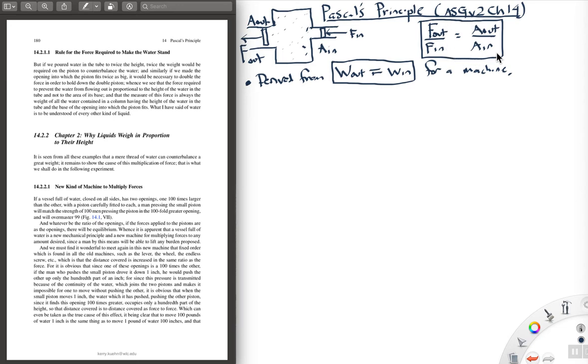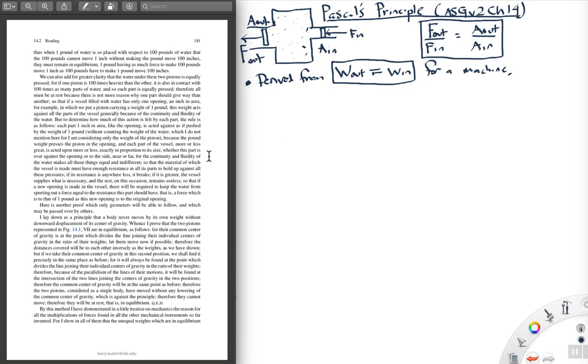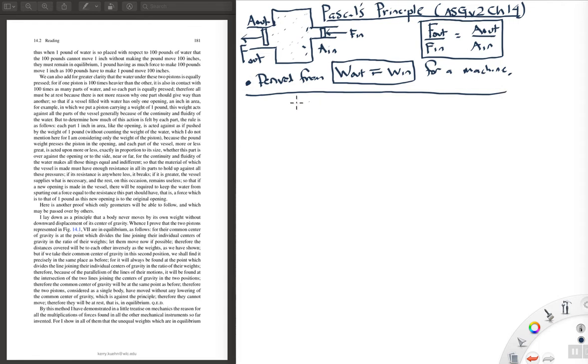So if you don't like the previous proof using the idea that the work out equals work in, he's going to derive it in a different way on the next page. So on page 181, he derives it in a slightly different way. What I'd like to do is go through that proof of Pascal's principle. So let me draw a line right here. And we're going to do a second proof of Pascal's principle.